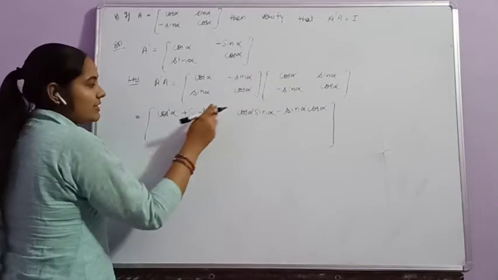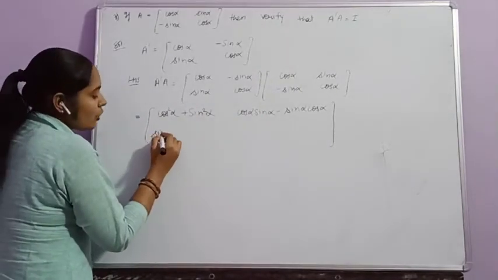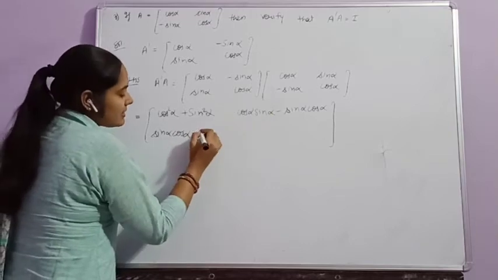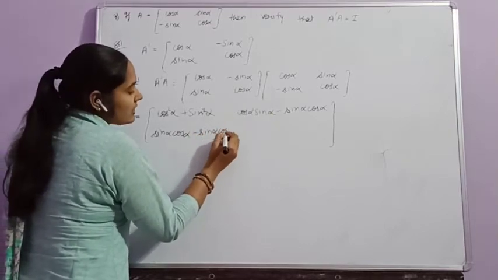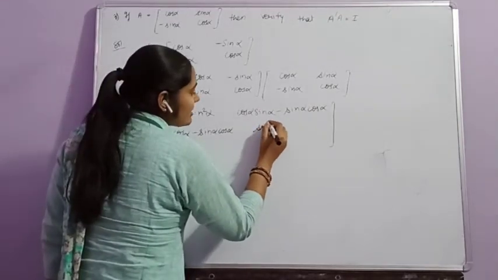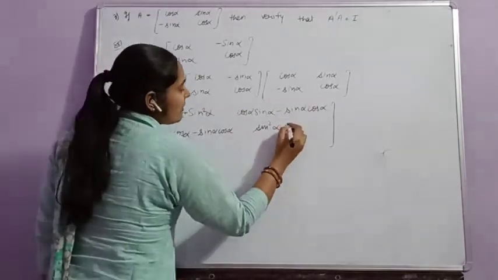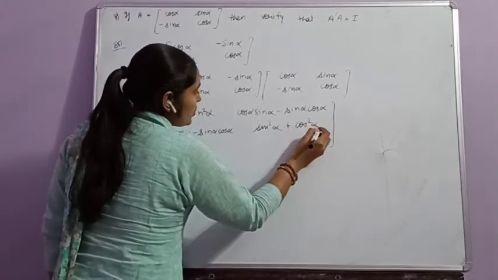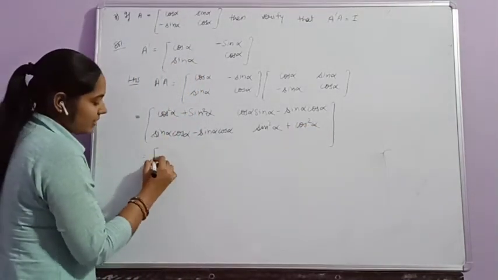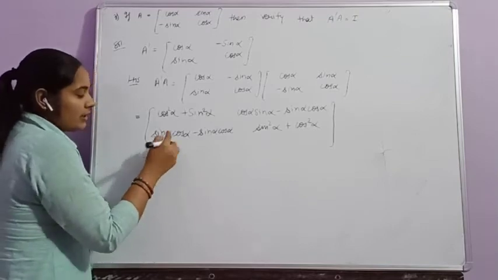Next, second row first column: sin alpha into cos alpha plus minus minus sin alpha into cos alpha. Next is sin alpha multiplied with sin alpha, sin square alpha, plus cos alpha multiplied with cos alpha, cos square alpha. And we know that sin square theta plus cos square theta is an identity, that is equal to 1.